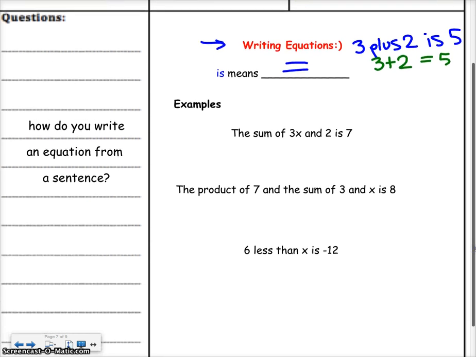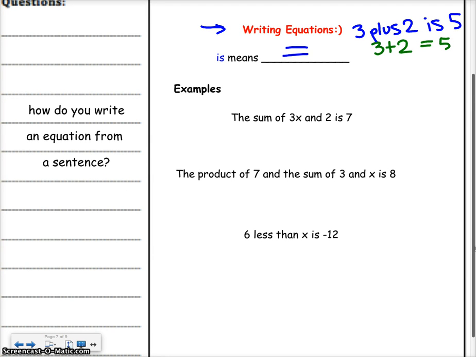Okay, the sum of 3x and 2 is 7. So what does sum mean? Plus. So sum means plus. So I'm going to go 3x plus 2. Is this my equal sign? Equals 7.